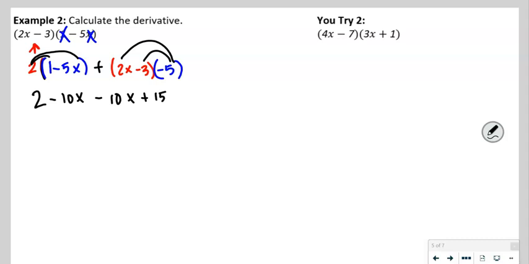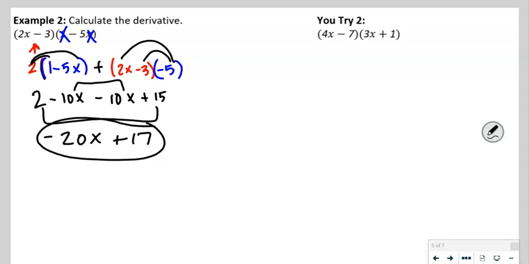I see one pair of like terms here. Well, no, I take that back. I've got a 2 and a 15, that's going to be 17, and I've got a negative 10x and a negative 10x. So that's going to be negative 20x plus 17. That's going to be my answer. All right, pause the video. Come back to me after you do this next one.